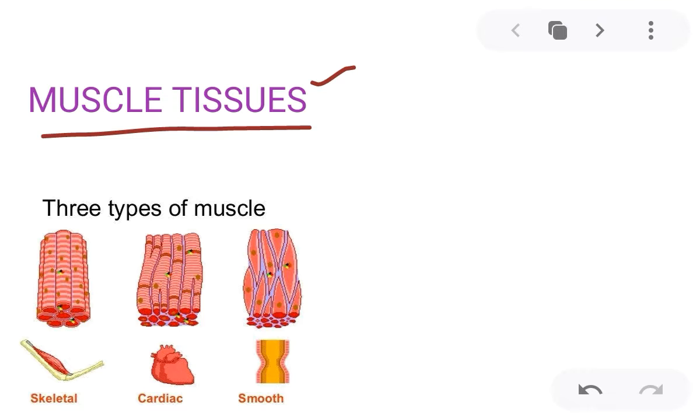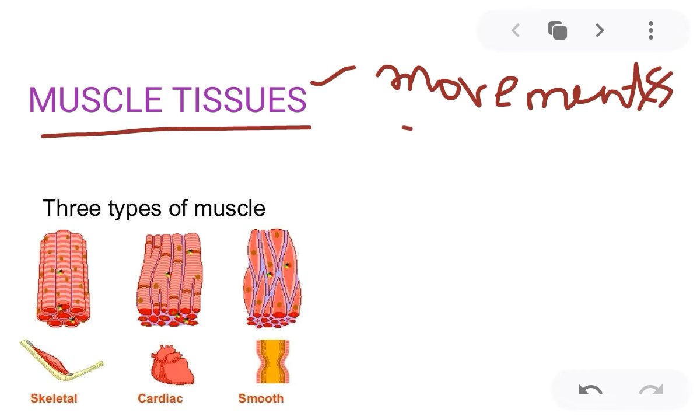Okay? So can you guess what is the main function of muscle? Yeah. Muscles are responsible for movements in animals. All types of movements, whether those movements are voluntary or involuntary, are completely under the control of the muscles. But different types of muscles play different roles in that.